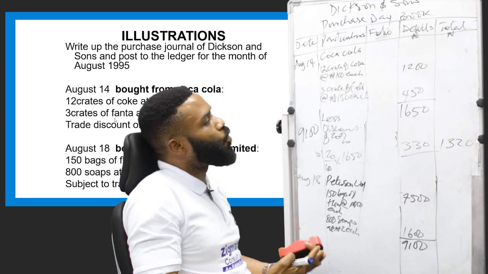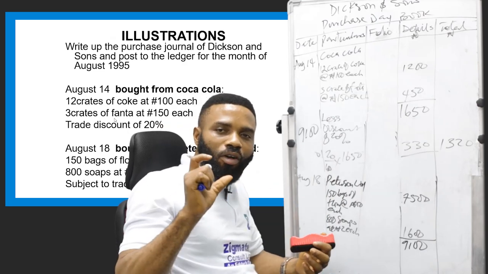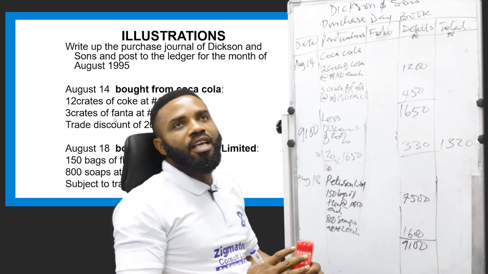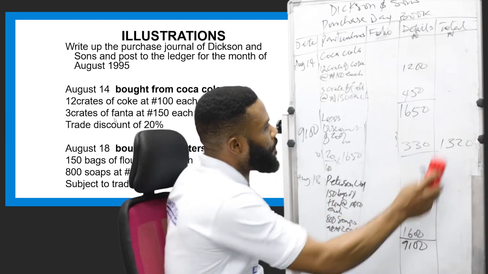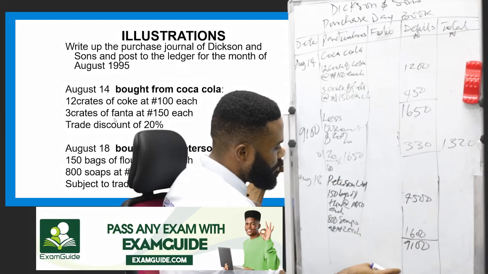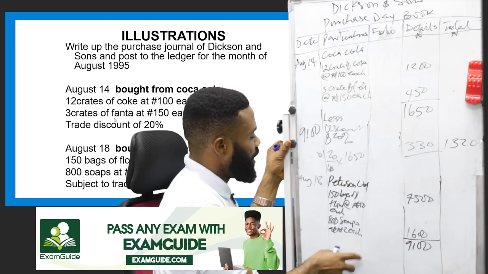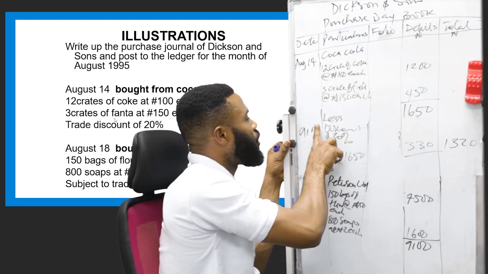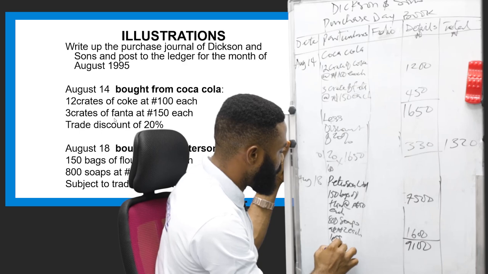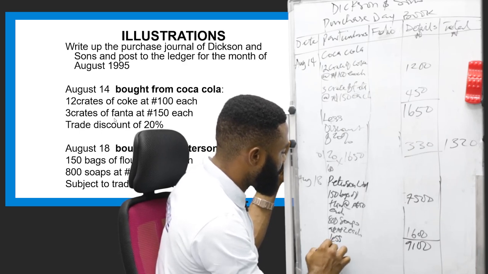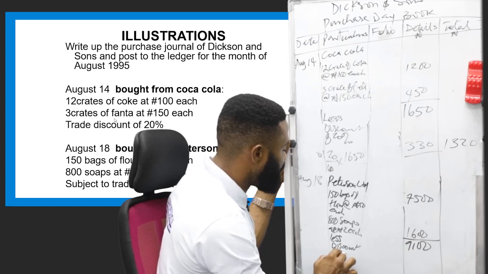9,100 ordinarily is what we are supposed to pay Peterson Limited. But there is a clause. The clause is that this transaction is subjected to what? 10% discount. Now, because of space, I'm going to make it very brief so you'll be able to see what I am doing. We are going to repeat the whole of this here. What we did on this first transaction, we are still going to repeat it here. You come under it and you write your less discount. Discount of 10%.